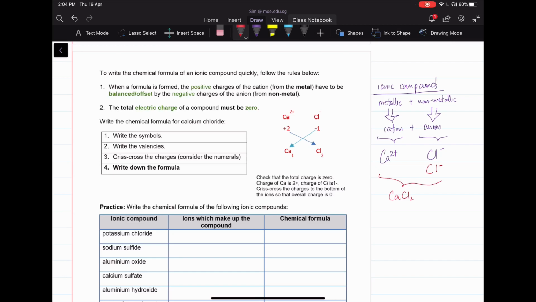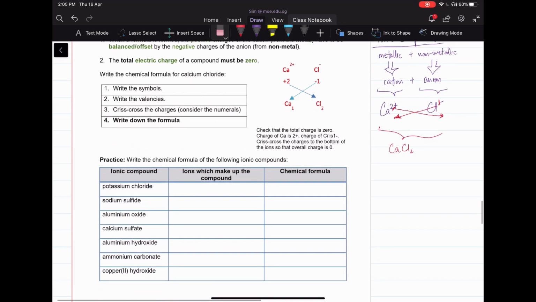Another way to do it, which is just a shortcut, is called the Criss-Cross Method. You take the 2 over here and bring it down next to the anion. In front of the anion is a 1 because there's nothing written there, so it's a 1. Reading down, you have calcium 1. But we don't write 1 in chemistry, so it's CaCl2. This is the way of representing it. But I prefer the first method that I showed you, because from there I can understand why the charge was balanced.